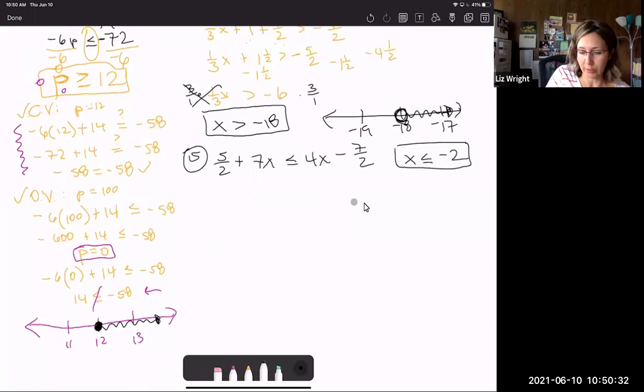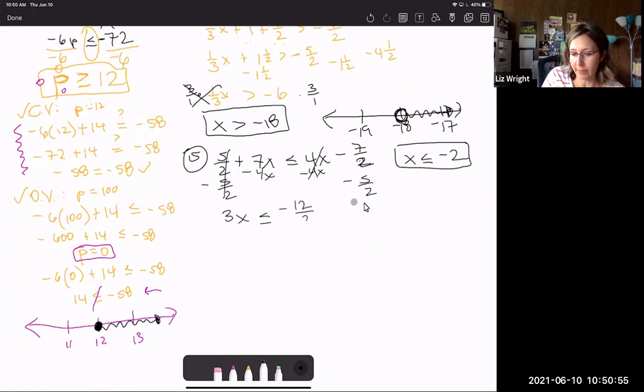What I am going to choose to do is subtract 5/2 from both sides because I see that I have 7/2 with a common denominator. So I'm just going to subtract. I think that'll be pretty easy. And then I'm going to subtract the 4x from both sides. And so then I am left with 3x is less than or equal to negative 12 halves. And negative 12 halves ends up being negative 6. So then I'm going to get 3x is less than or equal to negative 6. And then I'm going to divide both sides by 3. And x is going to be less than or equal to negative 2.